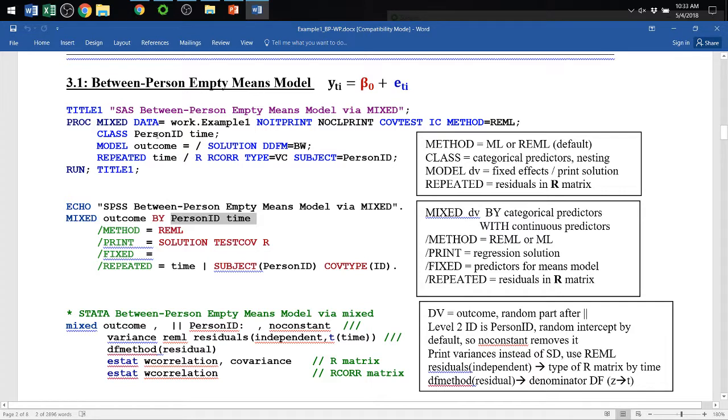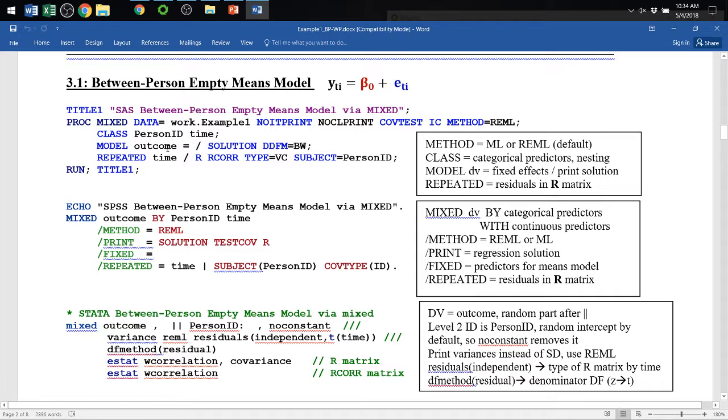So person ID is my level 2 identifier. It says which person is which. And time is my level 1 identifier as to whether it's pre-test or post-test. So right now, on the fixed line here, you can see there's nothing. Analogously, there's nothing before the option denoter, the slash here. This is an empty model, so no predictors.